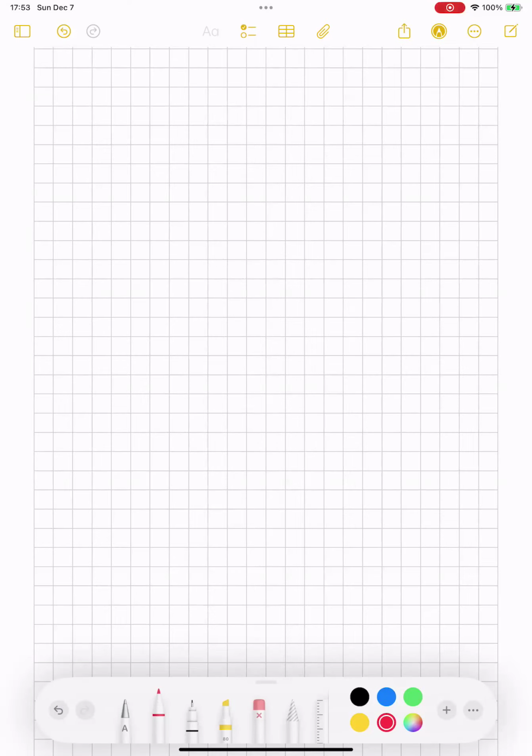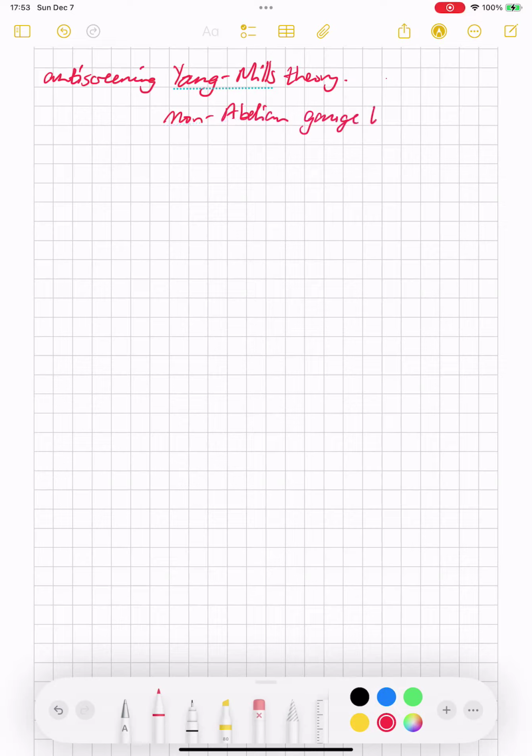Okay, so now we want to study anti-screening of the vacuum. Now, when we studied screening before, this was the subject of classical electrodynamics. And to study anti-screening, we are again going to study a classical theory, but this time we'll be studying a classical Yang-Mills theory. And you'll often also hear people saying a non-abelian gauge theory. Okay, so that's what we're studying now.